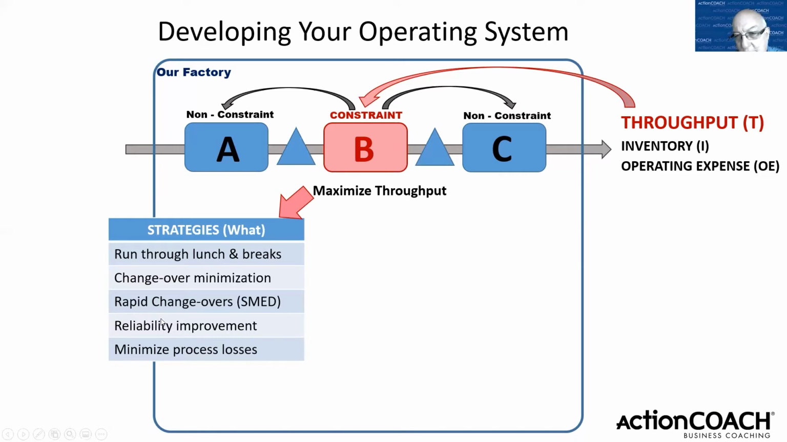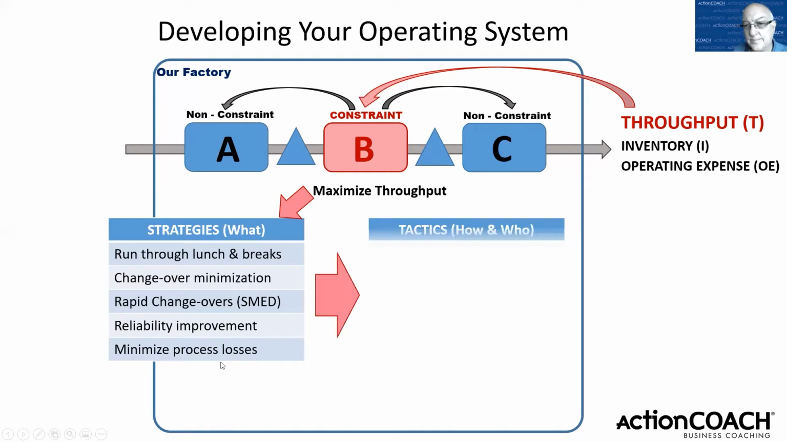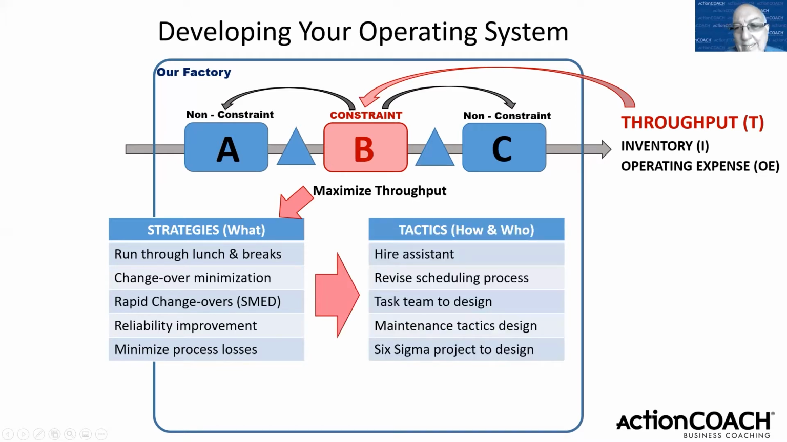All right, so once you have your strategies in place, you want to convert them into tactics. What are we going to do to implement a strategy? If we're going to run through lunch and breaks, we might need to hire an assistant or train somebody in the process. If we're going to minimize changeovers, we might want to do a project to revise the scheduling process. If we're going to do rapid changeovers or a SMED project, we might have a task team design what that looks like. Reliability improvements might require some maintenance tactics design, and to minimize processing loss, again, it might be a Six Sigma project.